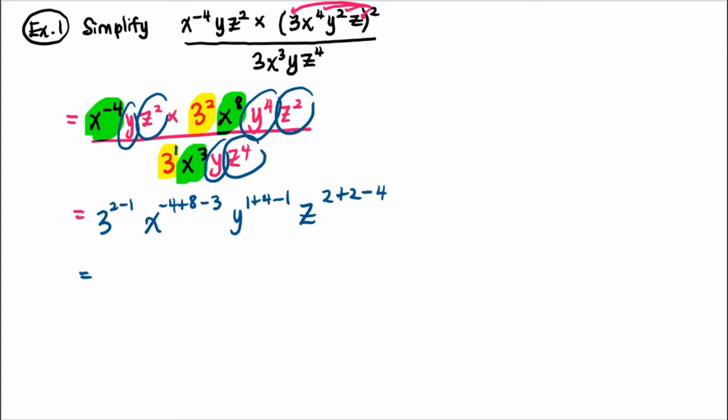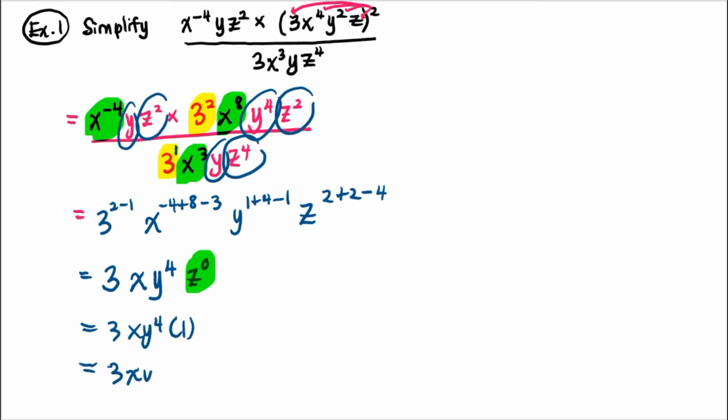3 to the power of 2 minus 1 will become 3. X to the power of negative 4 minus 3. Therefore, we'll have x to the power of 1. All right, and this one will become x to the power of 1. We don't write it, so that one will remain as x. Y to the power of 4 and z to the power of 0, because 2 plus 2 is 4, 4 minus 4 is 0. What will happen to z to the power of 0? We know that anything to the power of 0 will become 1. Therefore, 3xy to the power of 4 multiplied with 1. This is actually equal to 3xy to the power of 4.